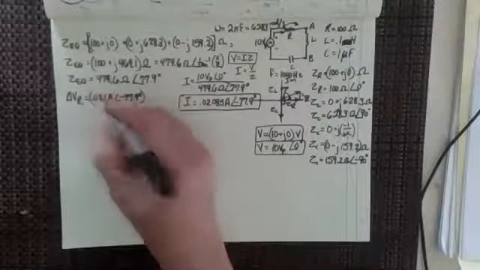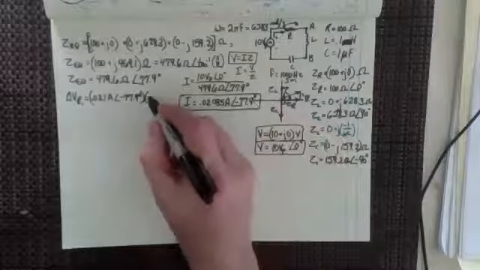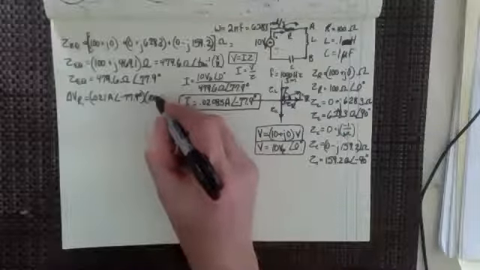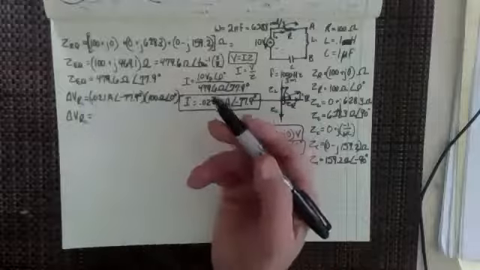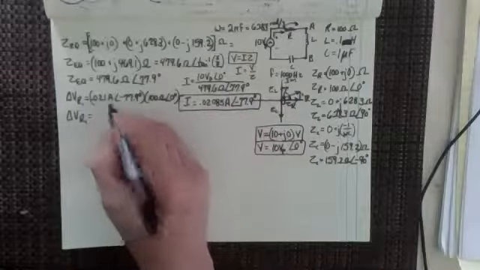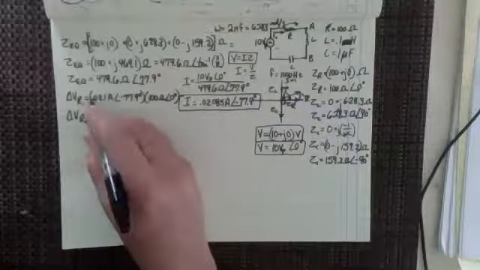Times the 100 ohms. So 100 ohms at 0 degrees, right? Because that's what its impedance is. So we can find that the voltage drop across that R1 resistor is going to be 100 times 0.021. Let's move the decimal point, and that's going to be 2.1, right?